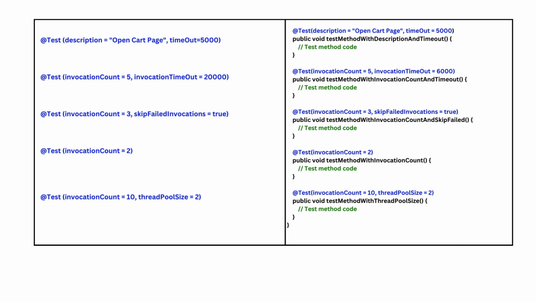@Test(invocationCount = 10, threadPoolSize = 2) runs the test method 10 times, distributing the invocations among a thread pool with a size of 2, enabling parallel execution.